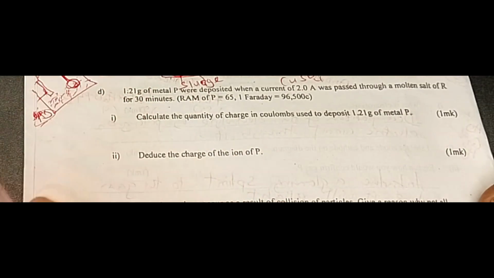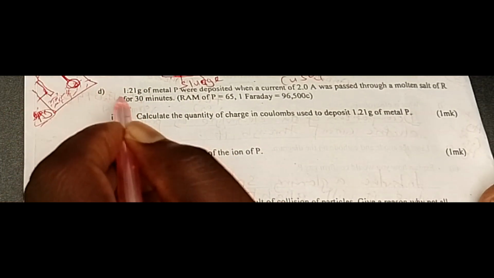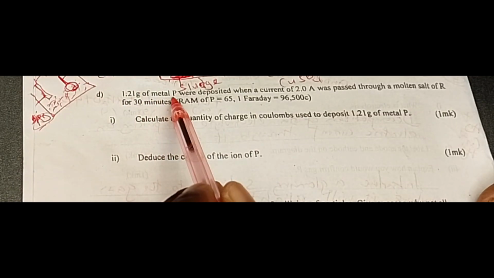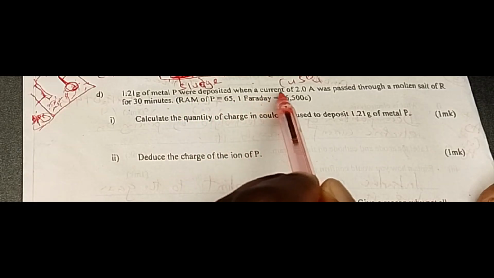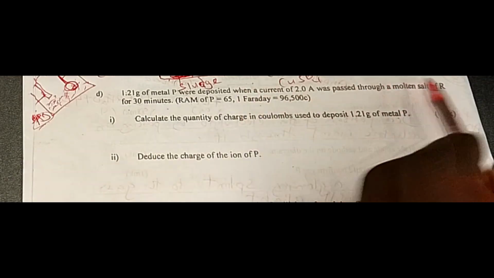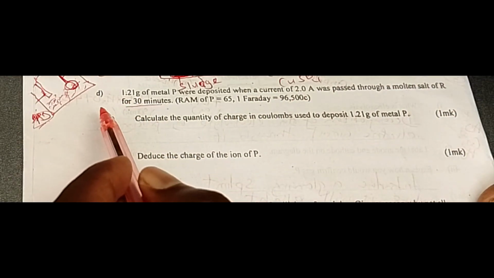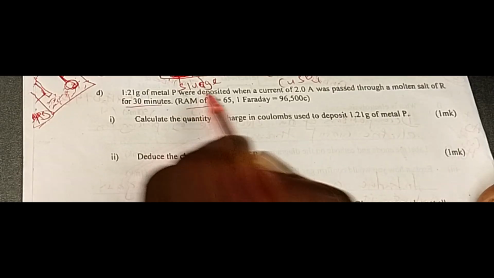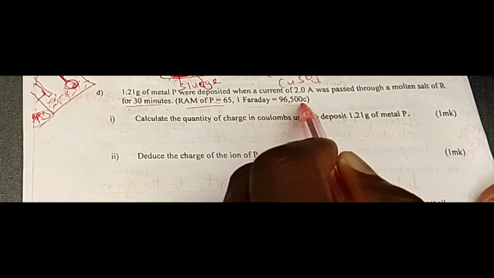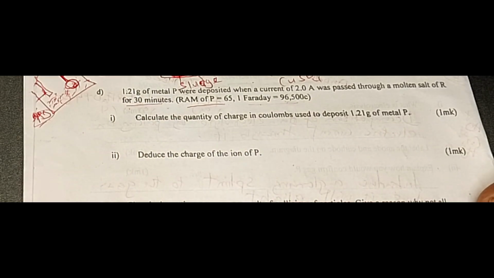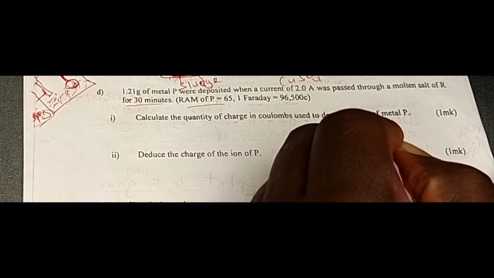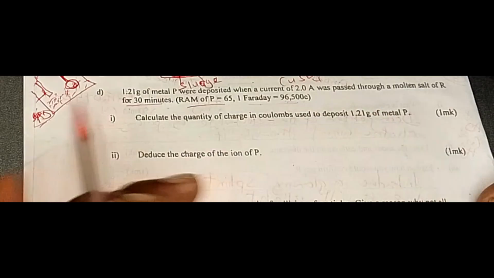Another question here. This is a paper 2 question. It says 1.21 grams of a metal P were deposited when a current of 2.20 amperes was passed through a molten salt of P for 30 minutes. You have been given the RAM of P to be 65 and 1 Faraday is equal to 96,500 coulombs. Calculate the quantity of charge in coulombs used to deposit 1.21 grams of the metal P.